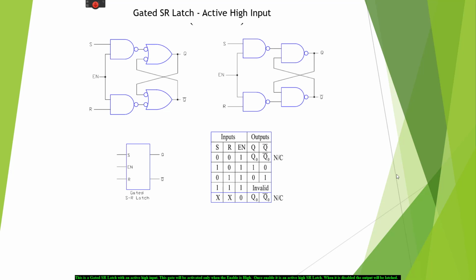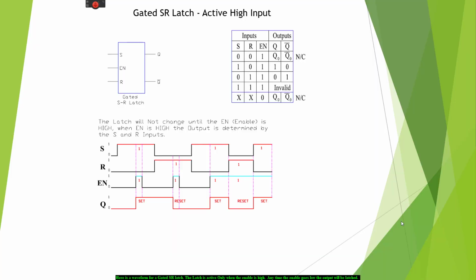This is a gated SR latch with an active high input. The gate will be activated only when the enable is high. Once it is enabled, it is an active high SR latch. When it's disabled, the output would be latched.